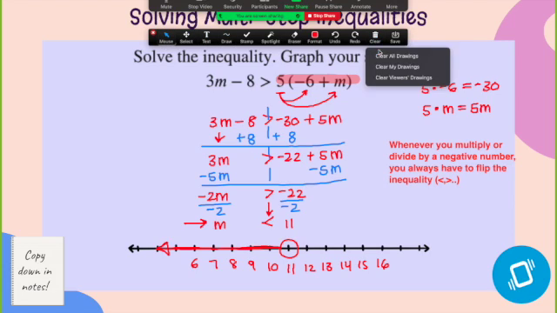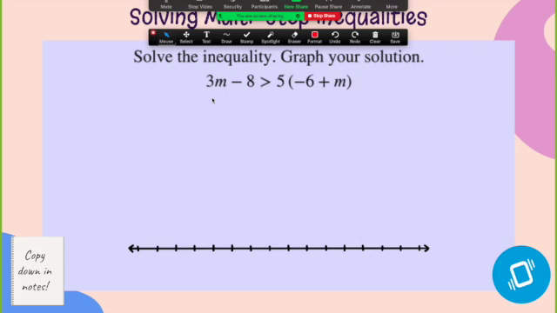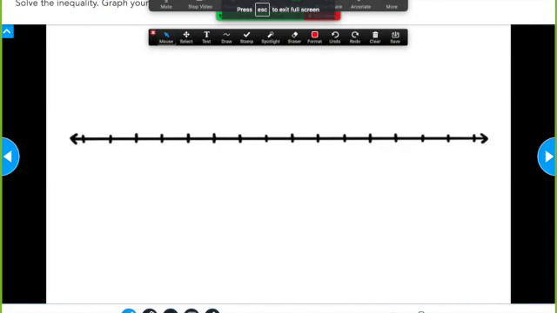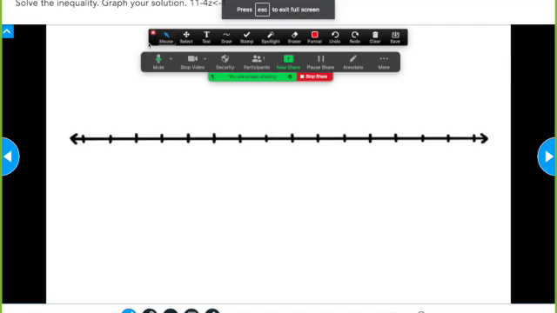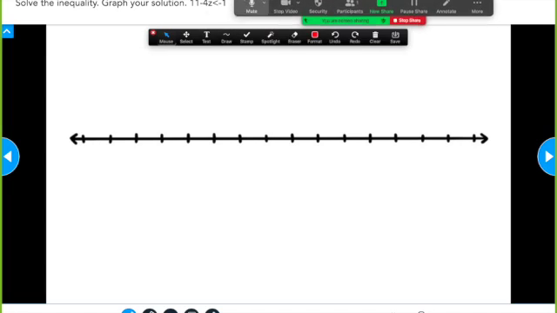Alright, so let me clear this. And then let's try it out. So right here, the question is asking you to solve the inequality and then graph your solution for 11 minus 4z being less than negative 1. So I'll give you a few minutes to work on this on your own first. Alright. So let's try it out.